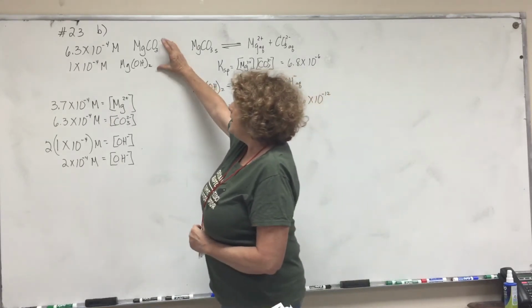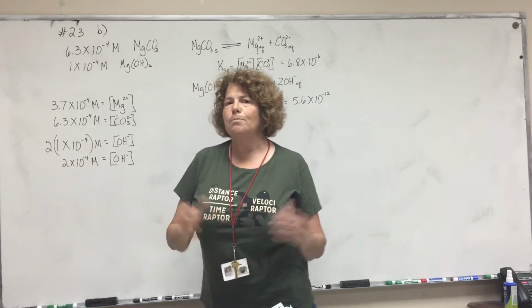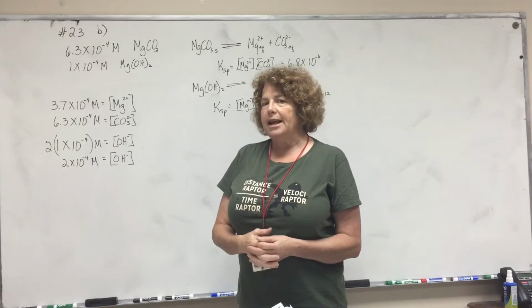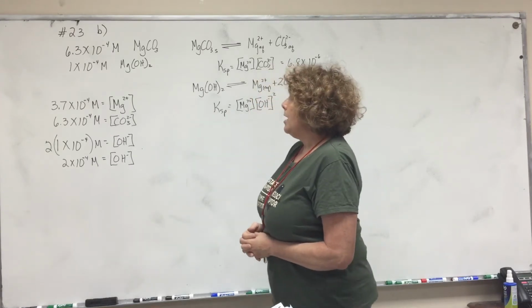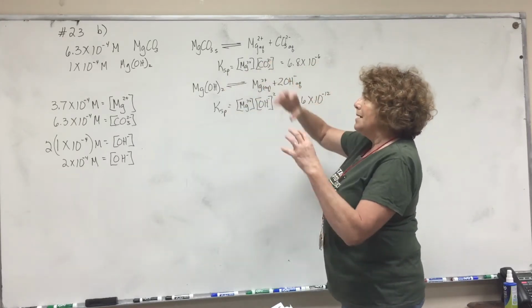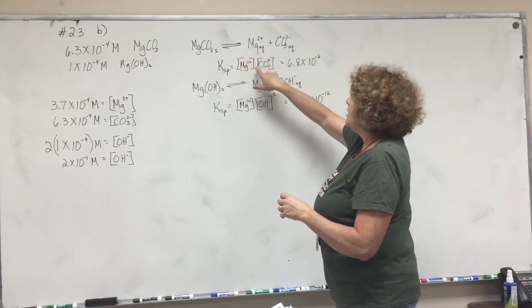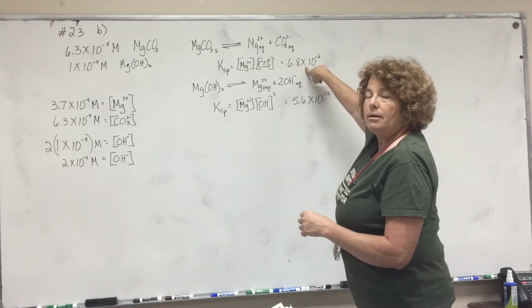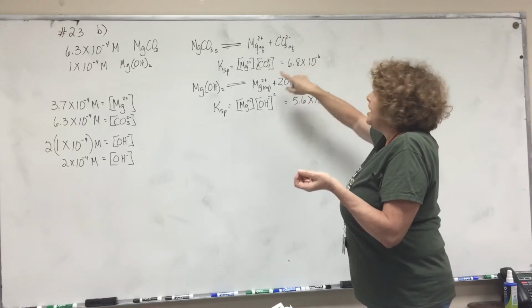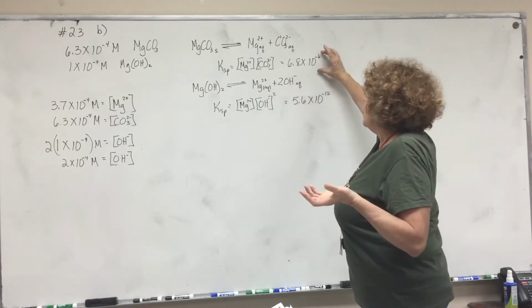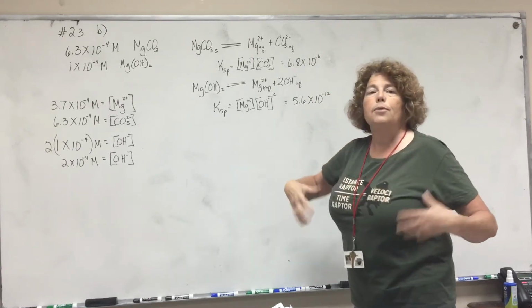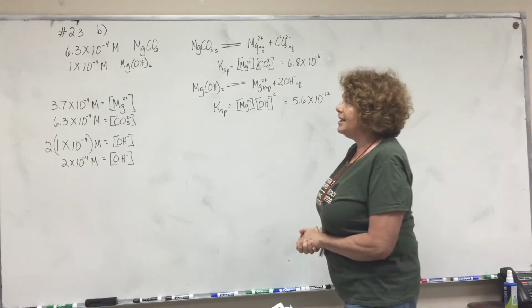So let's take a look. They give us these two, and they ask, when you mix them in equal, that's very important, in equal amounts, will a precipitate happen? So what we want to look for is whether or not, when we mix them together and plug in the numbers here, if it's less than this number, it's not going to precipitate, because there's not enough, it's not up to its solubility. If it's greater than the number, it will precipitate. So let's take a look.